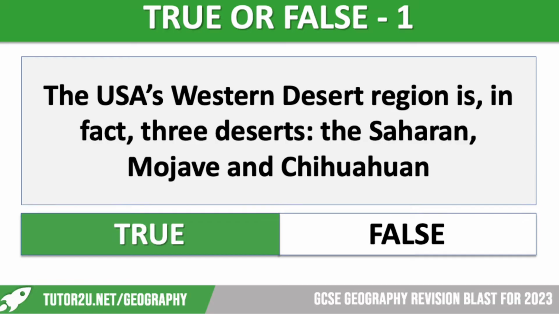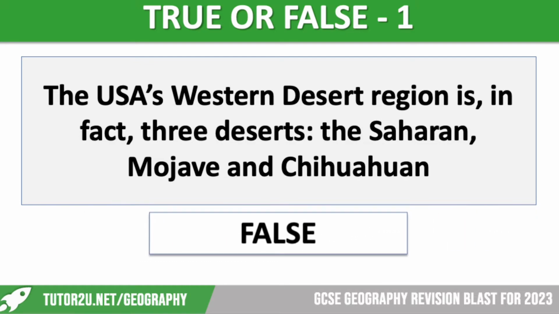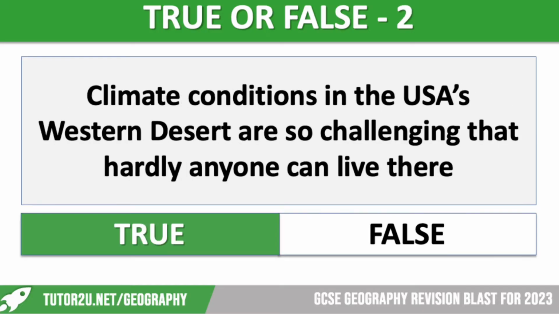So firstly, the USA's Western Desert region is in fact 3 deserts, the Saharan, Mojave, and the Chihuahuan. Is that true or false? Let's have a look. Well, it's partly false. So it is 3 deserts. However, if you were reading carefully, it's not the Saharan Desert, it is the Sonoran Desert. Obviously, we hopefully know the Saharan Desert is that enormous one in northern Africa.